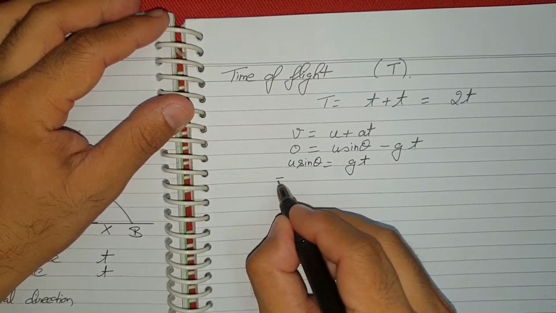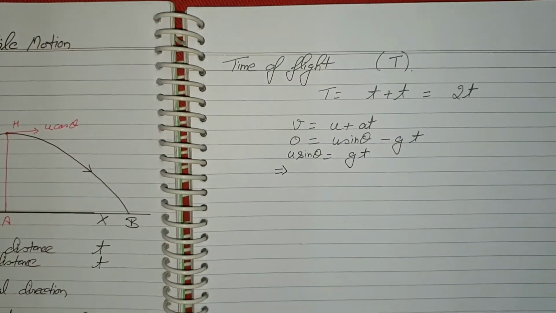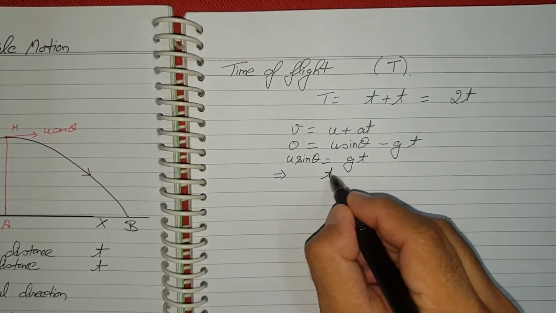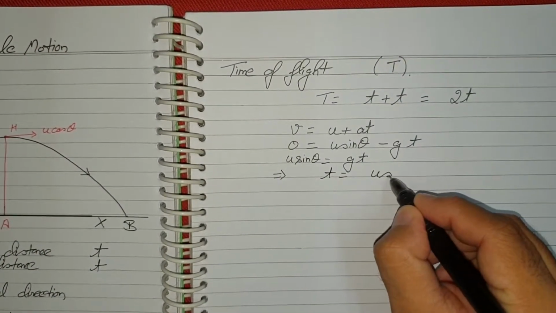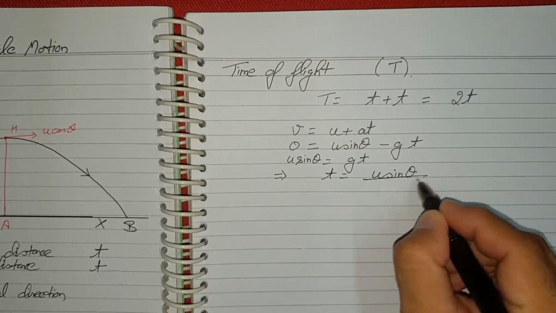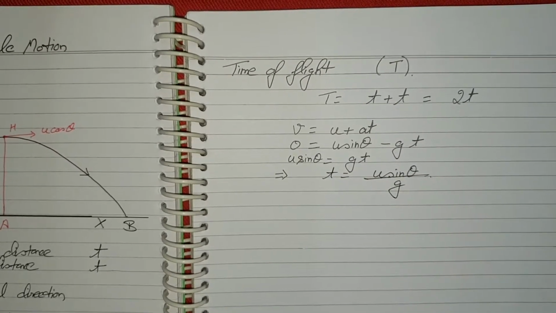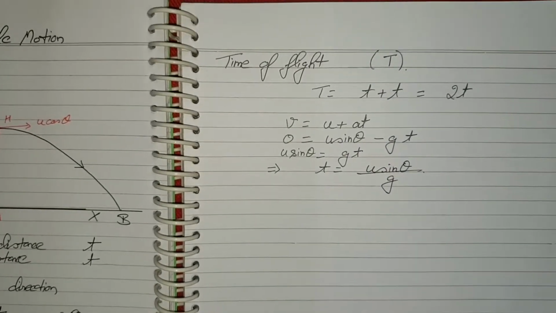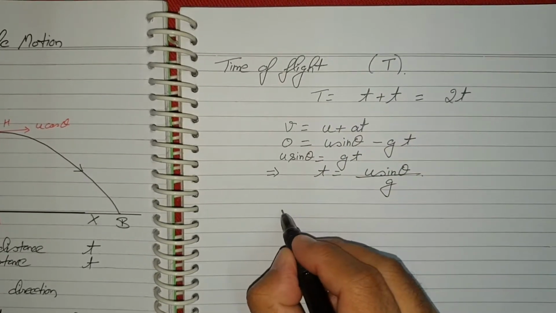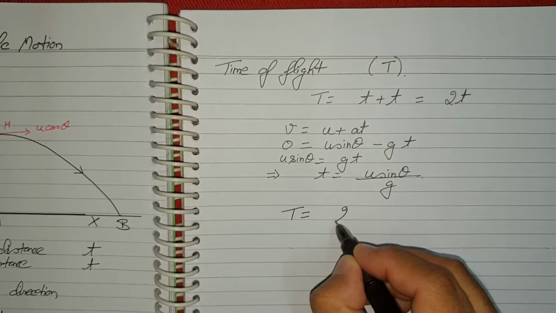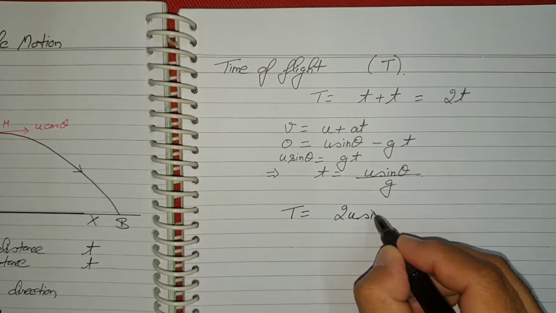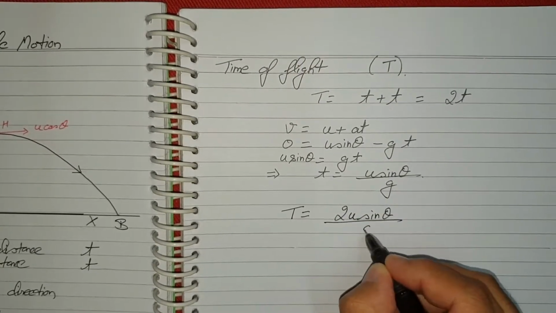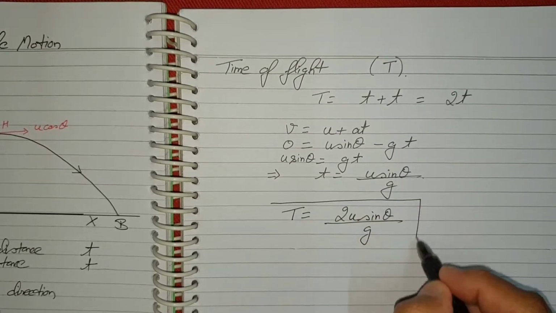So this implies t is u sin theta by g. Now what is the time of flight? Time of flight is 2t. So time of flight capital T will be 2u sin theta by g. So this is our time of flight.